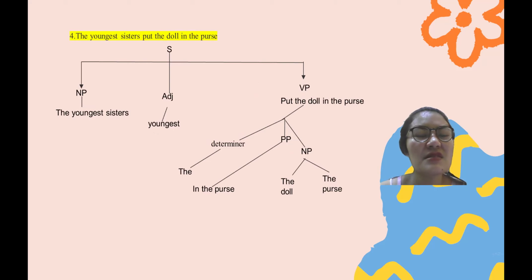And number 4, the youngest sister put the doll in the purse. The youngest sister is a noun phrase and the adjective is youngest. The verb phrase is put the doll in the purse. Determiner the. In the purse is a prepositional phrase. The doll is a noun phrase, and the purse is also a noun phrase.